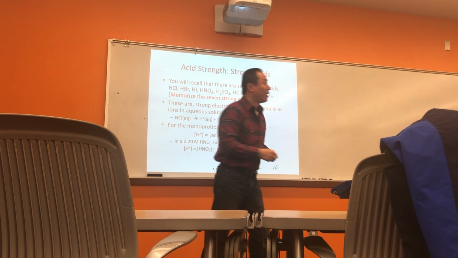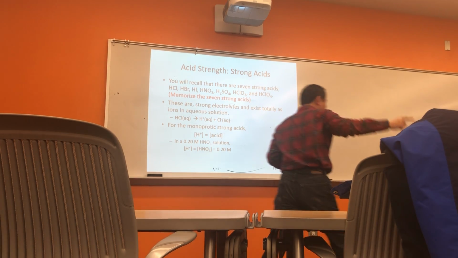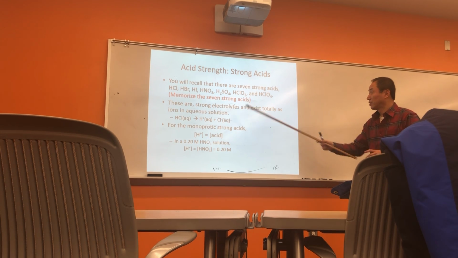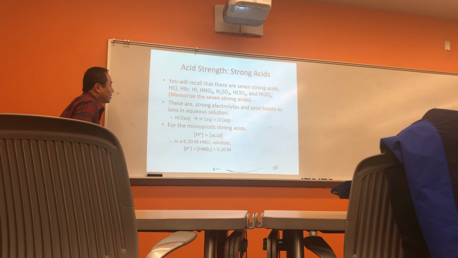So there are seven strong acids. They are HCl, HBr, HI. There are two more: HClO3, HClO4, then make it 5, and then nitric acid and sulfuric acid make it 7. Nitric acid, sulfuric acid, hydrochloric acid, hydrobromic acid, hydroiodic acid, chloric acid, perchloric acid. What is the chemical formula for perchloric acid? Which one is perchloric acid here? HClO4. Yeah, HClO4 is perchloric acid. So this will be just chloric acid. Okay, so you memorize those seven strong acids.